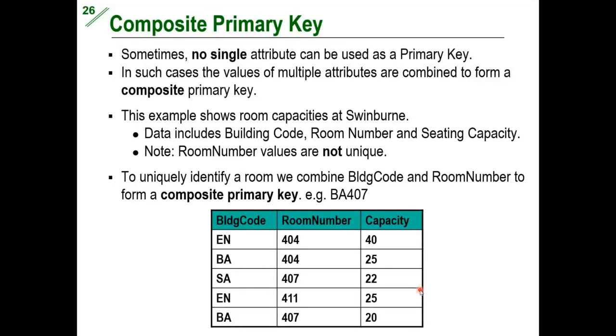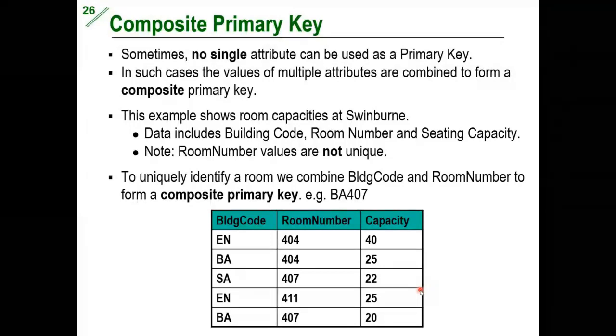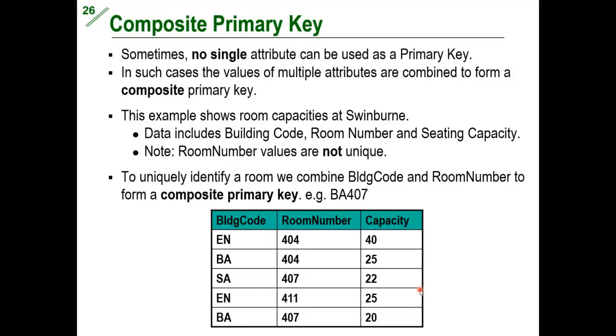For example, we record the room details in a table. Imagine we have created a table like this with three columns or three attributes: building code, room number, and each room has a different capacity. So in this case, can I take the building code as the primary key? Probably not. You can see the building codes have duplicates. Can I take the room number as the primary key? Probably not, because you can see the room numbers have duplicate values.